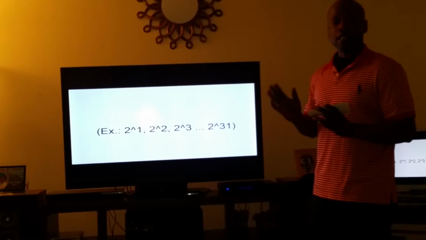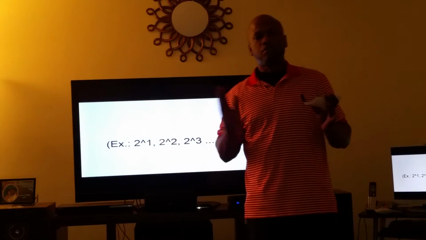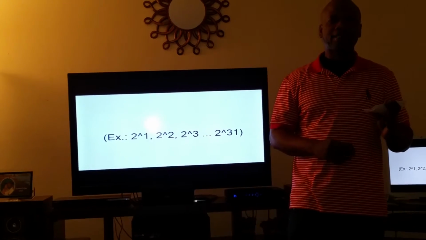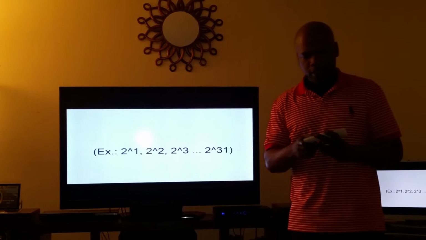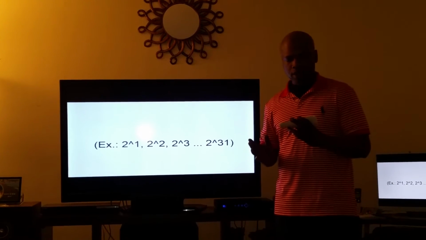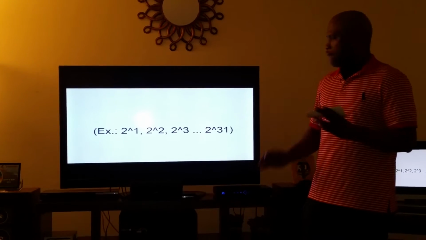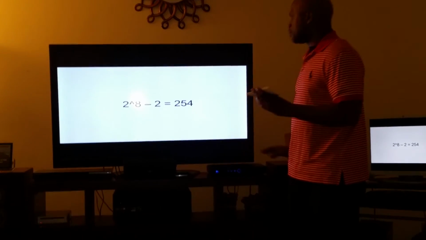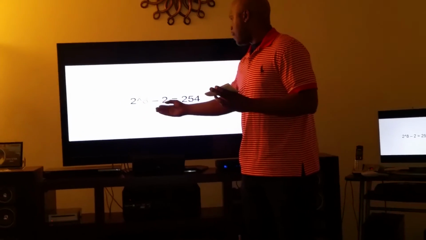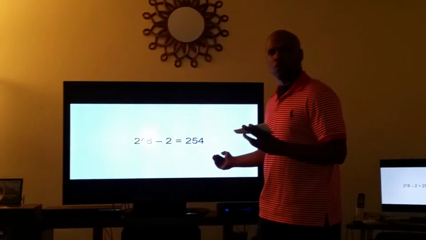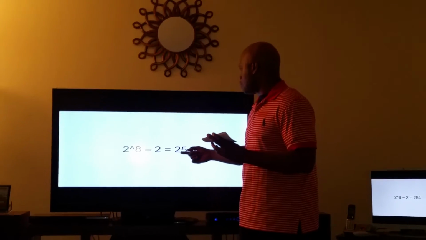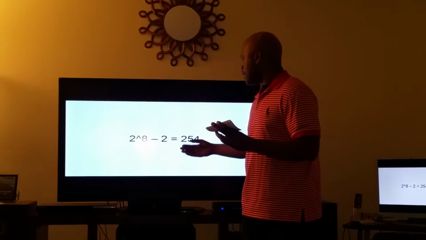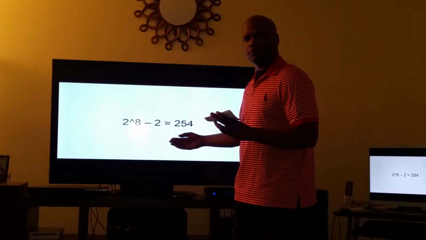And minus 2 helps separate the broadcast and the network IDs. For example, in Class C addresses, you would use 2 to the 8th power minus 2 equals 254. This is how many possible hosts you are able to use in a Class C address.